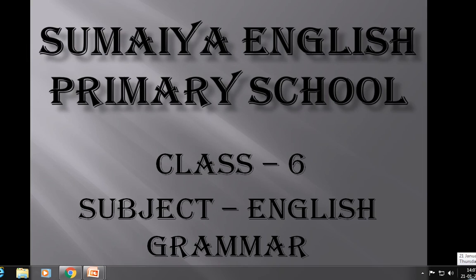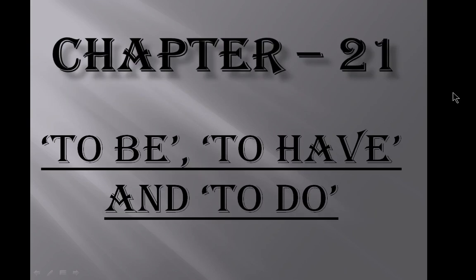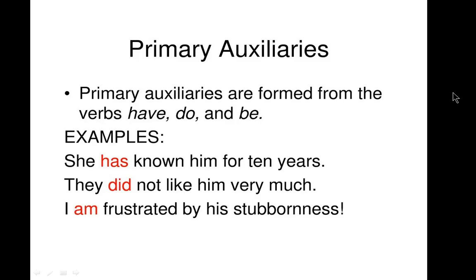English Primary School Class 6, and the subject is English Grammar, and the chapter is 21, and the name of the chapter is to be, to have, and to do. So here we will see this topic, that is the definition of the primary auxiliaries, the verbs, that means the words to be, to have, and to do.